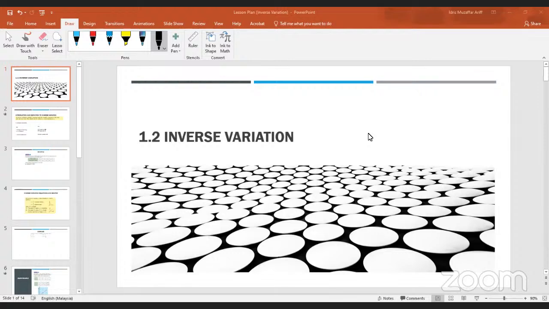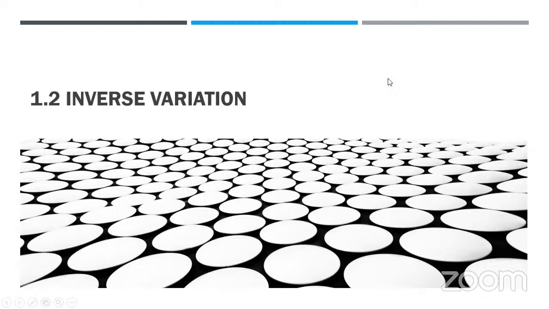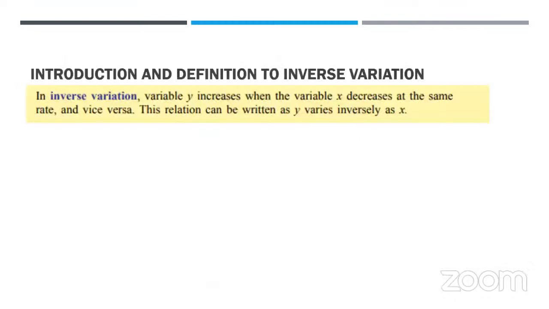So for the remainder of the class, I'm going to be teaching you guys about the last two topics of variation, which are inverse variation and mixed variation. So let's just start it here. Okay, so topic 1.2, inverse variation. So first of all, let's start with an introduction and definition to inverse variation.